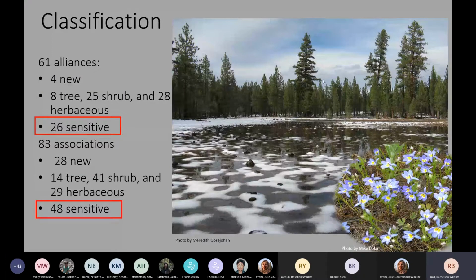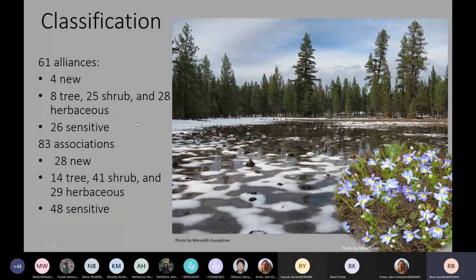For example, this photo shows a newly described vernal pool alliance from this project. These pools have a different suite of species than what is found in the Central Valley vernal pools. Species such as this here, Downingia bacigalupii. It's a vernal pool specialist that is, for the most part, only found in these ecoregions of California.